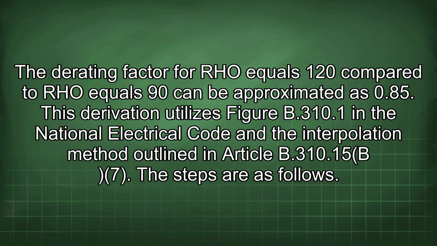The derating factor for RHO equals 120 compared to RHO equals 90 can be approximated as 0.85. This derivation utilizes Figure B.310.1 in the National Electrical Code and the interpolation method outlined in Article B.310.15(B)(7). The steps are as follows.